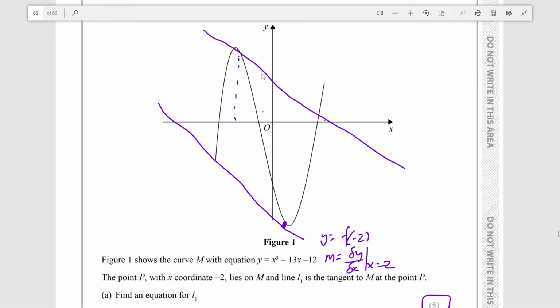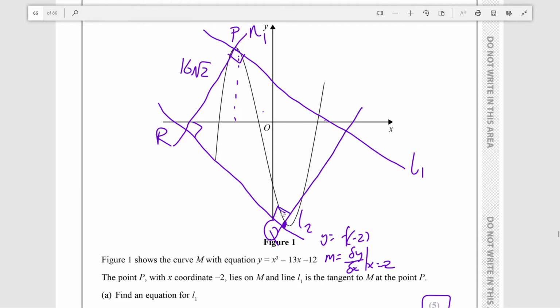But just generally, we found these two points here, P and Q, and the normal to P also intersects this line at R, and this would be our normal N1, and this would be our first tangent L1 and our second tangent L2. We found that this distance is 16 root 2, and we know it's going to be a rectangle because these are all perpendicular. And so once we know this side, we just need to know RQ, and since we know the coordinates of R and Q, we can work that out pretty easily.